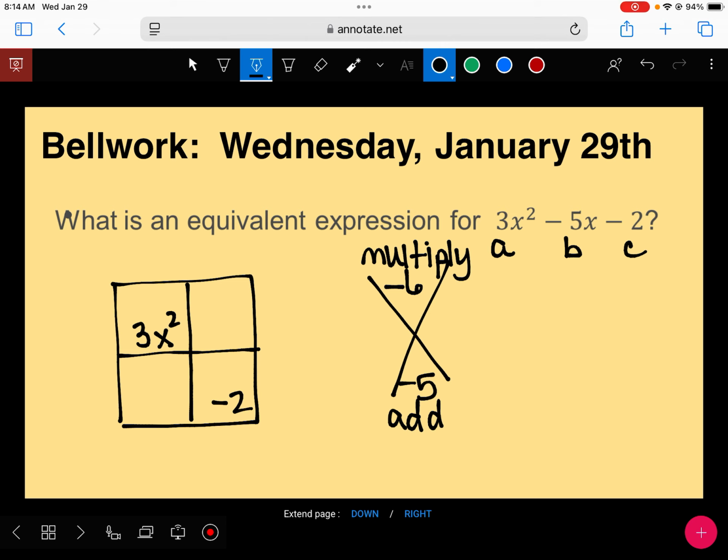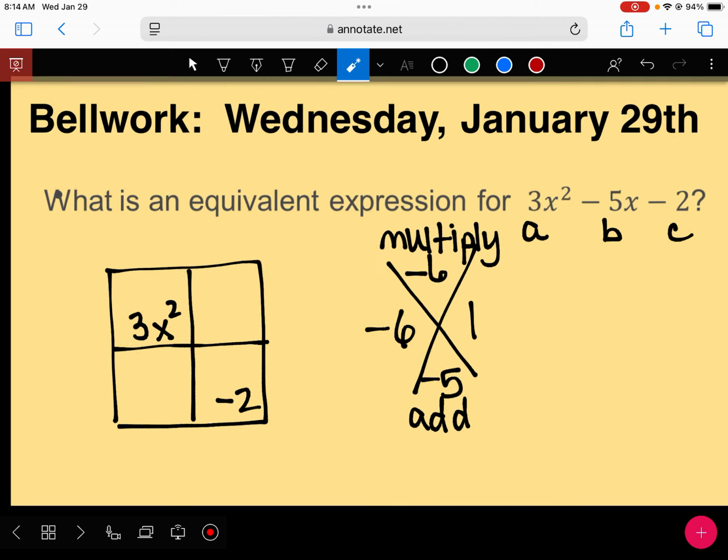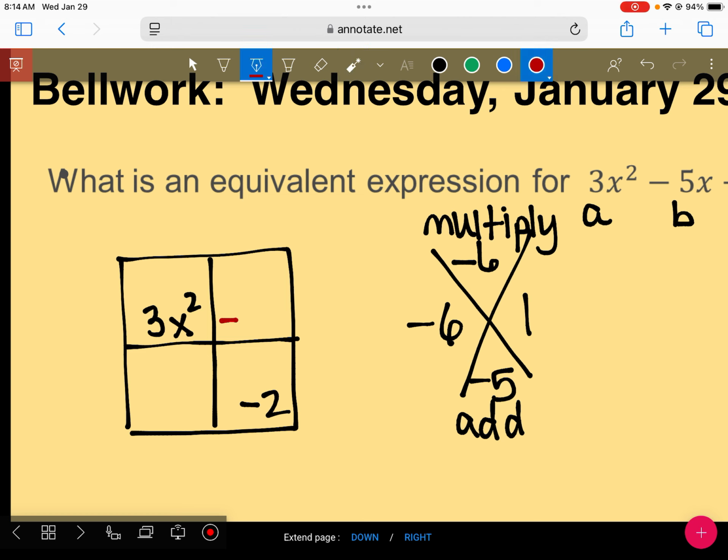What are some numbers that can multiply to give you 6? 2 and 3. And what else? 6 and 1. Now, if we use the 6 and the 1 and we make the 6 negative, -6 times 1 does multiply to give you -6. -6 plus 1 does equal -5. So that's my other 2 numbers that will go in the other 2 boxes.